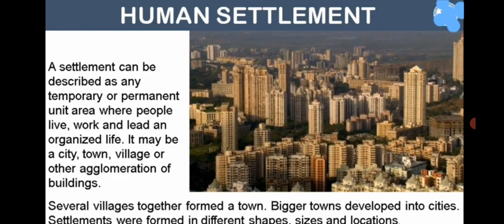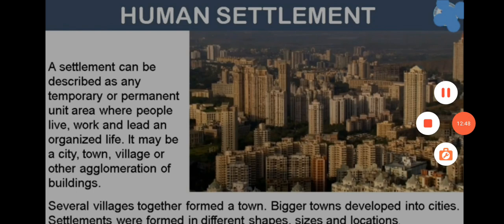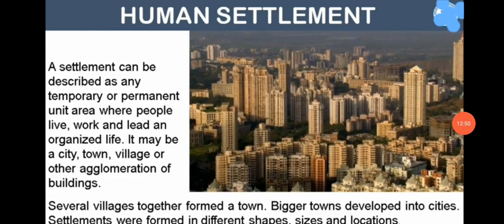Human settlement. A settlement can be described as a temporary or permanent unit area where people live, work, and lead an organized life. It may be a city, town, village, or other agglomeration of buildings. During the early days, man preferred tree branches, caves, pits, or even rock cuts as his shelter.